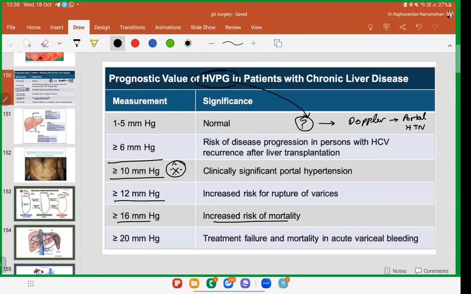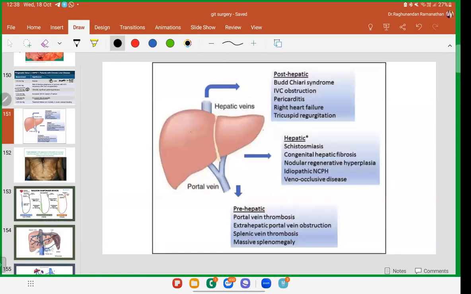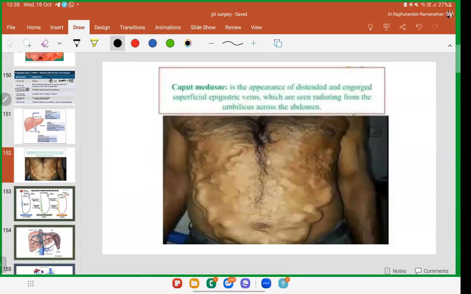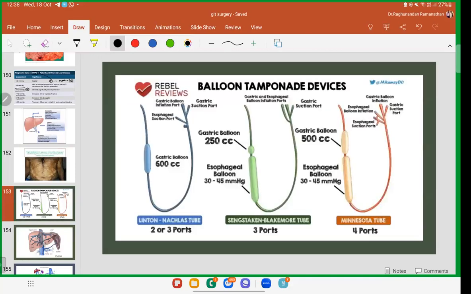Okay, let's see the images. So can you see here? So this is going to be your, what are the different causes of your liver failure? I have told you already. And this is going to be your caput medusae, the appearance of distended and engorged superficial epigastric veins, which are seen radiating from your umbilicus across your abdomen. And this is going to be your balloon tamponade devices. This is your Linton's device, Sengstaken Blakemore tube, and your Minnesota tube.